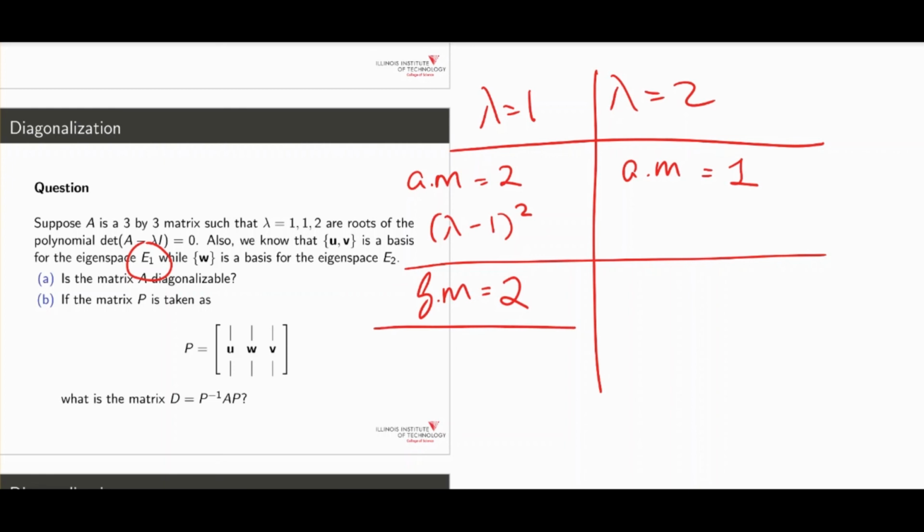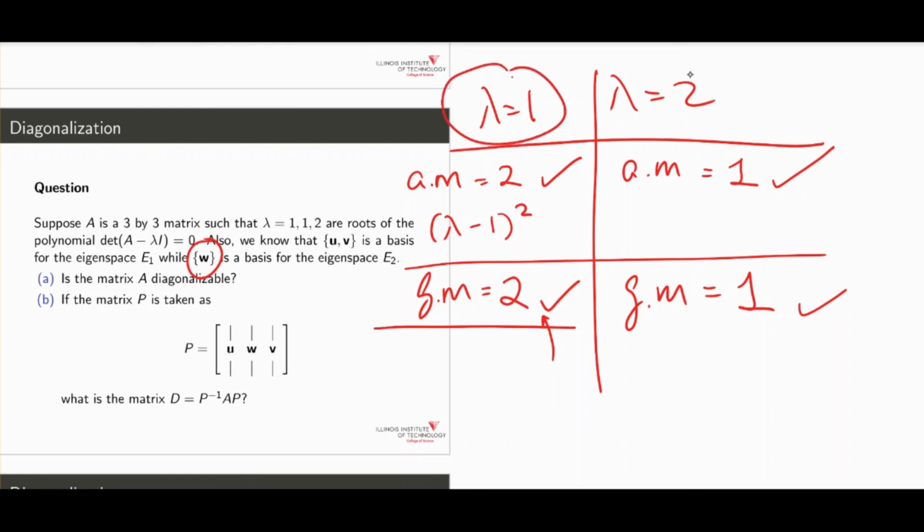So what do we know? We have enough eigenvectors for the eigenvalue lambda equals 2. Here the geometric multiplicity equals 1, because this is the basis for this eigenspace. So the algebraic multiplicity and geometric multiplicity match for lambda equals 1, and for lambda equals 2. For all the eigenvalues, the algebraic and geometric multiplicities match. So by the theorem, A is diagonalizable.